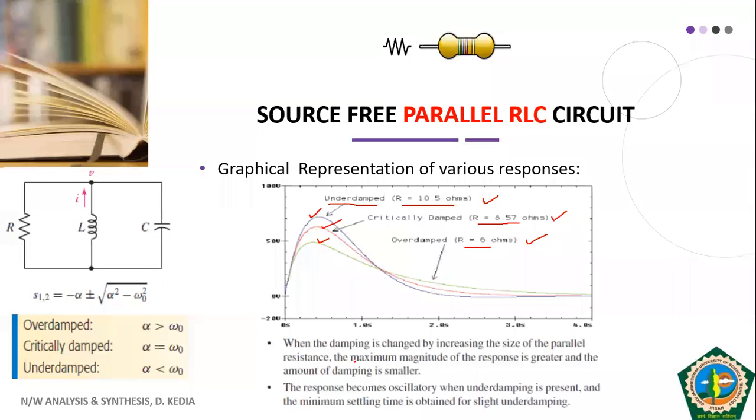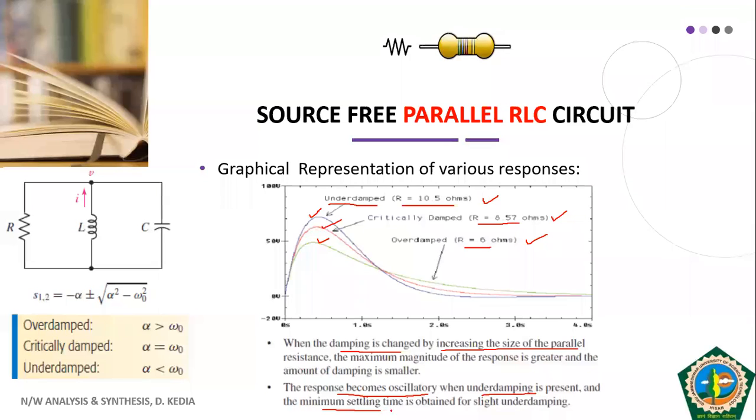Okay, so it is also written here that your damping can be changed by increasing the size of parallel resistance. So if you increase the resistance, your damping is changed. Say if you move from 6 ohm to 8 ohm, you have moved from overdamped to critically damped. Then from 8 ohm to 10.5 ohm, you have moved to underdamped, and your response will become oscillatory. Oscillatory means your signal will move on both sides of your axis when you have underdamping condition. So your oscillations will be present during your underdamping condition.